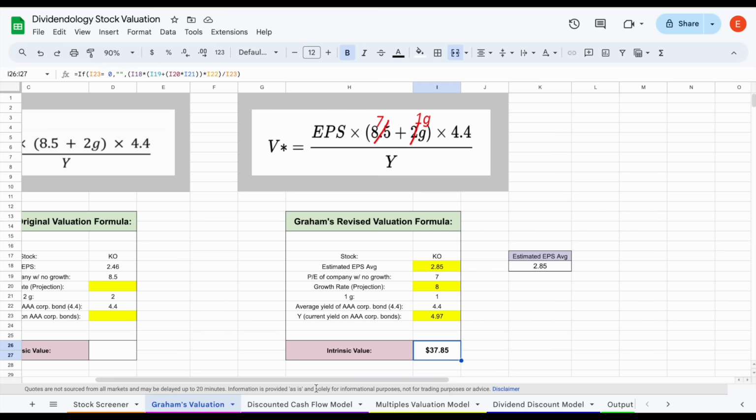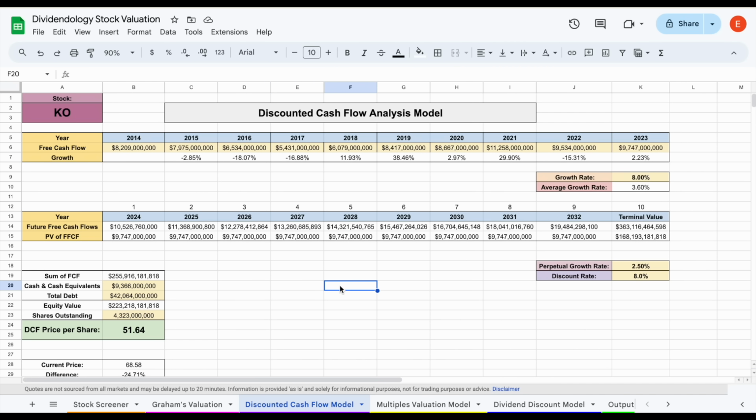Now, if we look at our discounted cash flow model, this values a company based on how much free cash flow they're projected to produce in the future. So you can see we're going with a free cash flow growth rate of around 8%. Might even be a little bit on the high end, to be honest with you, but after taking into account things like cash and cash equivalents and total debt, we come to a DCF price per share of $51.64.